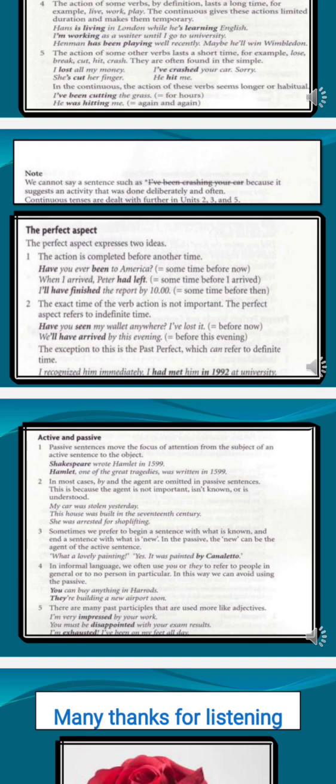"I've lost it." Before now. "Will have arrived by this evening." It means before this evening. The exception to this is the past perfect, which can refer to definite time. For example, "I recognized him immediately. I had met him in 1992 at university."